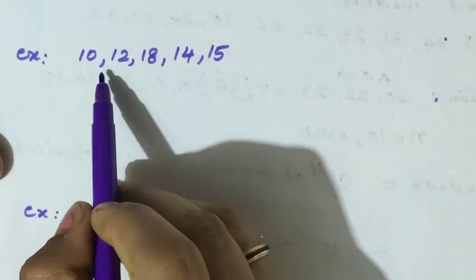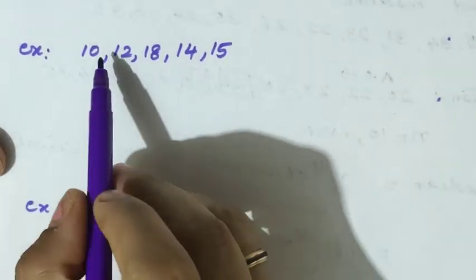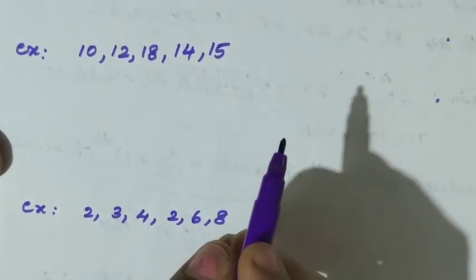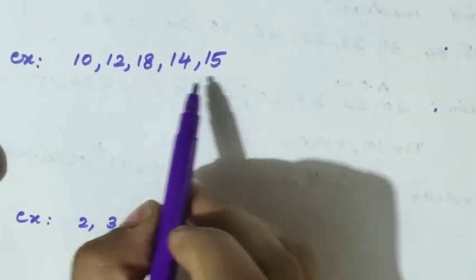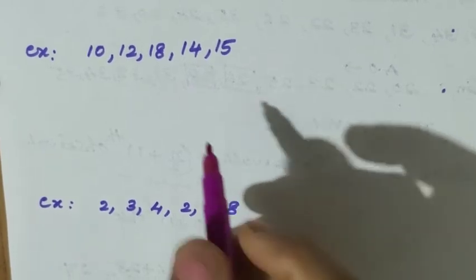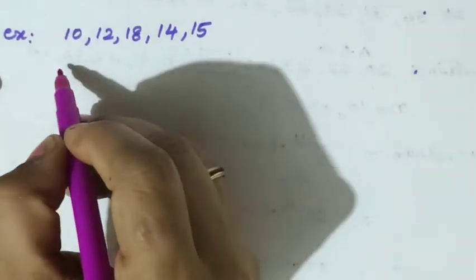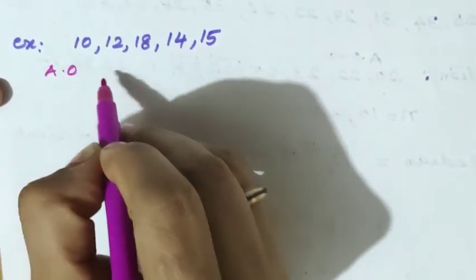Example: 10, 12, 18, 14, 15. It's a small example only that I am taking. So how many observations are there? 5 observations are there, but they are not arranged in ascending order. N equals 5. Now what is the problem here? It's not arranged in ascending order. So the first step is to arrange in ascending order.